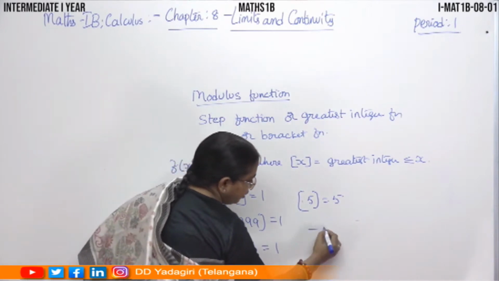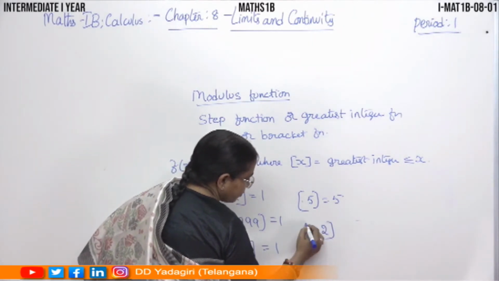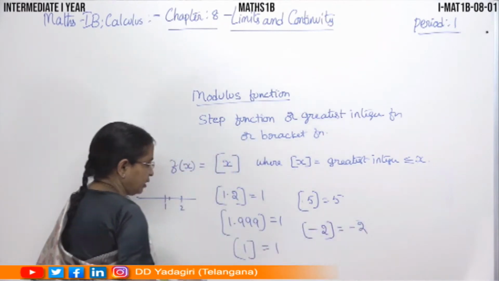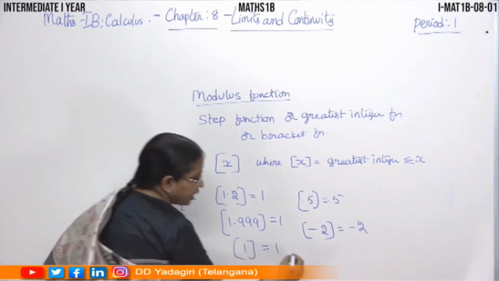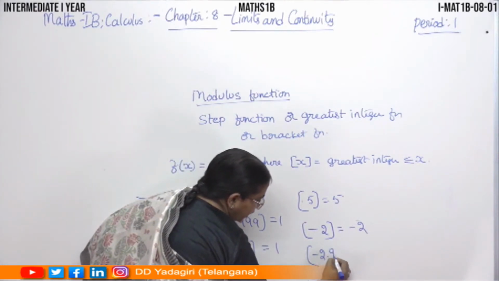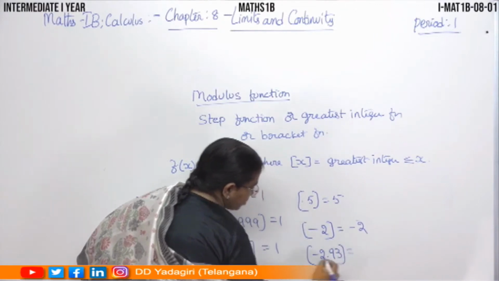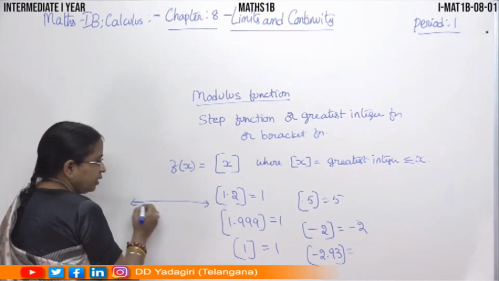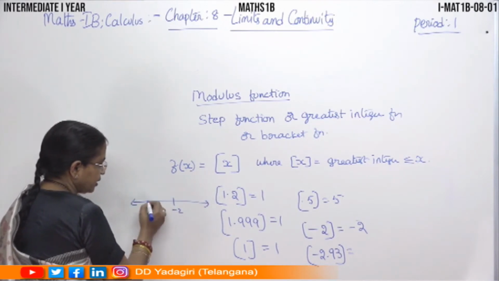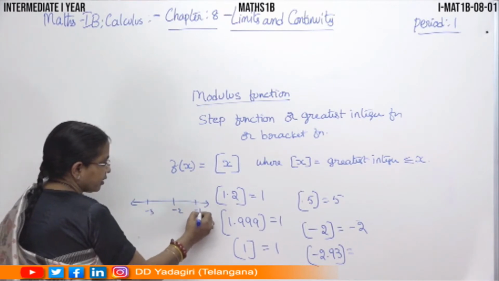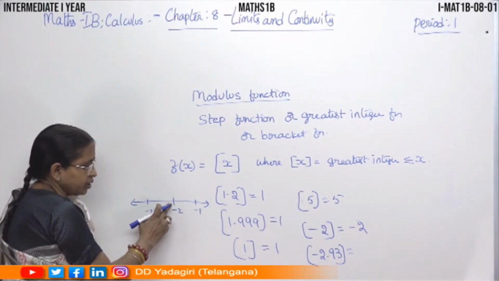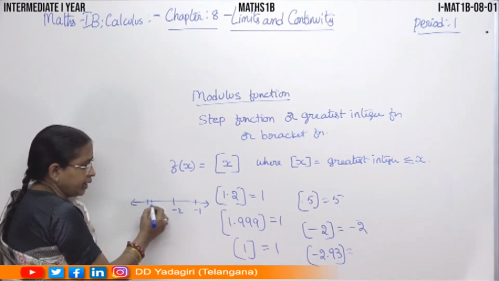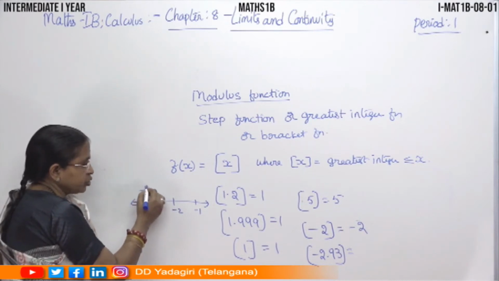Now suppose I have a negative number. Bracket of minus 2 is minus 2 only. When it is an integer, you will write the integer value only. But when it is a fraction, like minus 2.93, where is this minus 2.93? When I take the real number line, suppose this is minus 2, this is minus 3, and then minus 1. So where is minus 2.93? Somewhere here you will have minus 2.93.